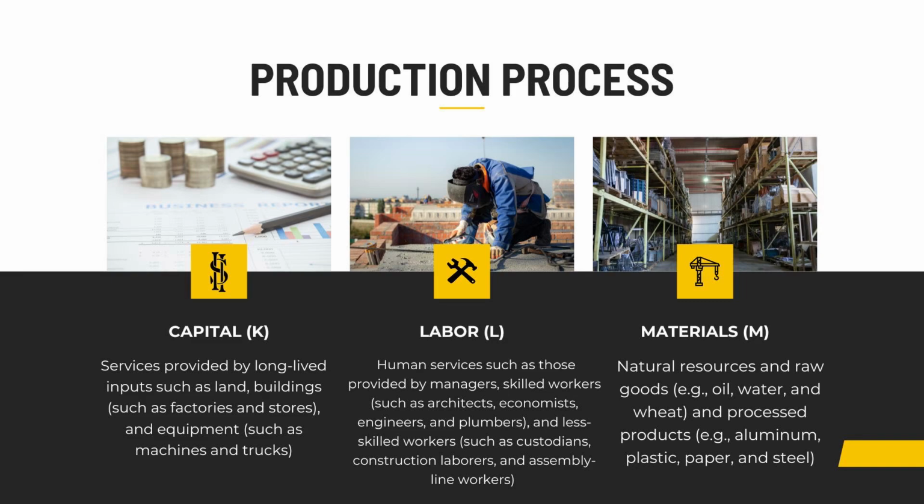So firms use many types of inputs. Most of these inputs can be grouped into three broad categories. Capital is the services provided by long-lived inputs such as land, buildings, such as factories and stores, and equipment such as machines and trucks.